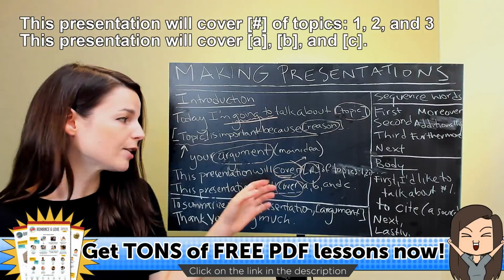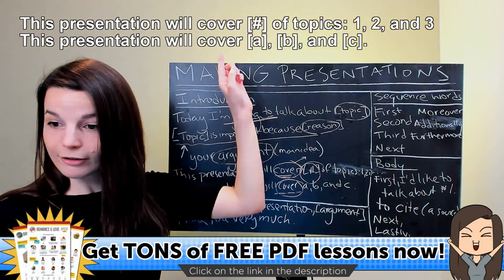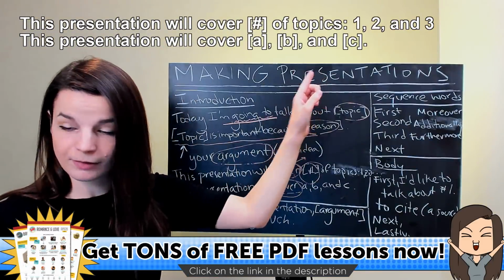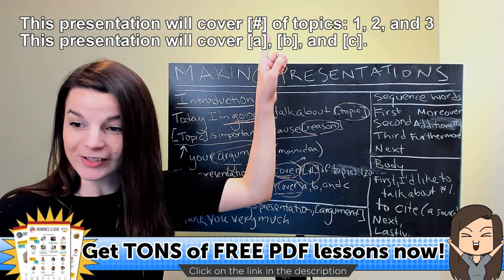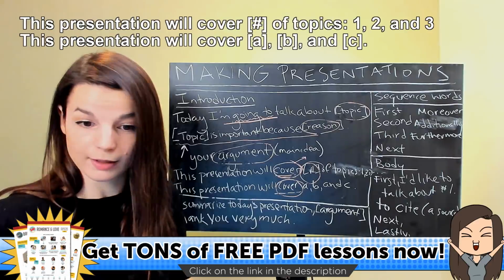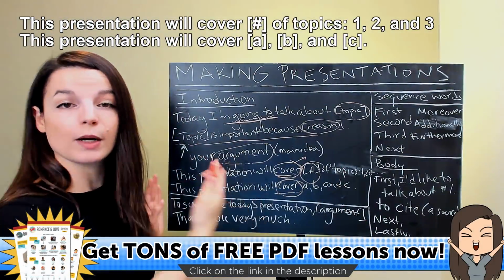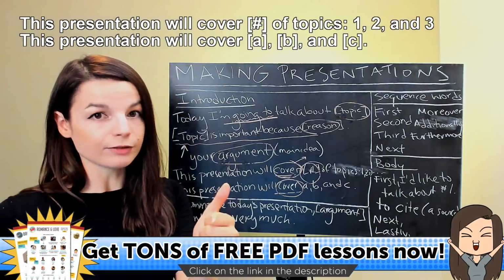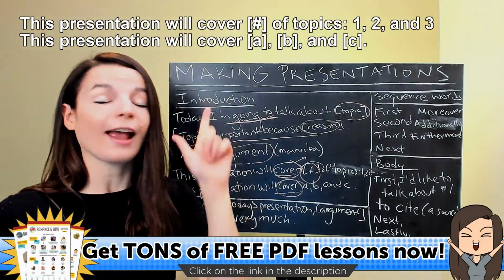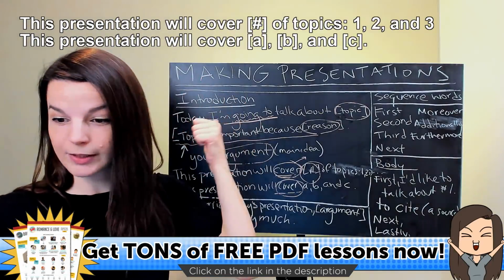In this presentation, I'm going to talk about, or this presentation will cover A, B, and C. If you like, you can use this pattern to talk about the number of topics you'll cover. Okay, so this is your introduction, the introductory part. So here you've introduced yourself, maybe introduced your background, and you've introduced your topic. Those are the 3 key points for this part here.